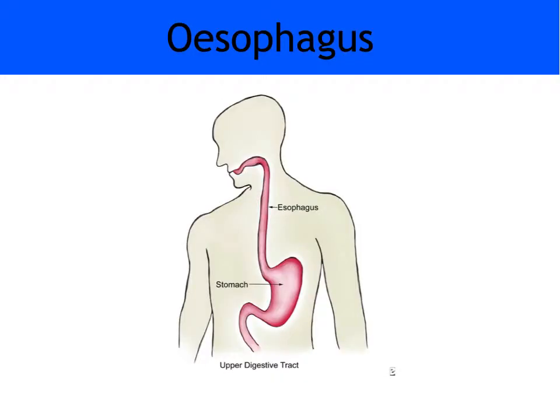The esophagus is a tube connecting the mouth to the stomach, and it sits behind your trachea, which is your windpipe. So if you feel in the front of your neck there, that's your trachea. You can feel the cartilage, and sitting behind that is your esophagus.